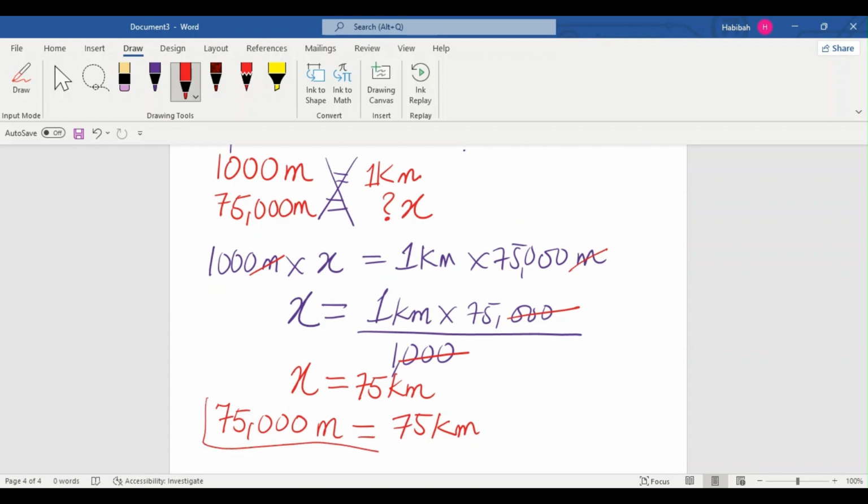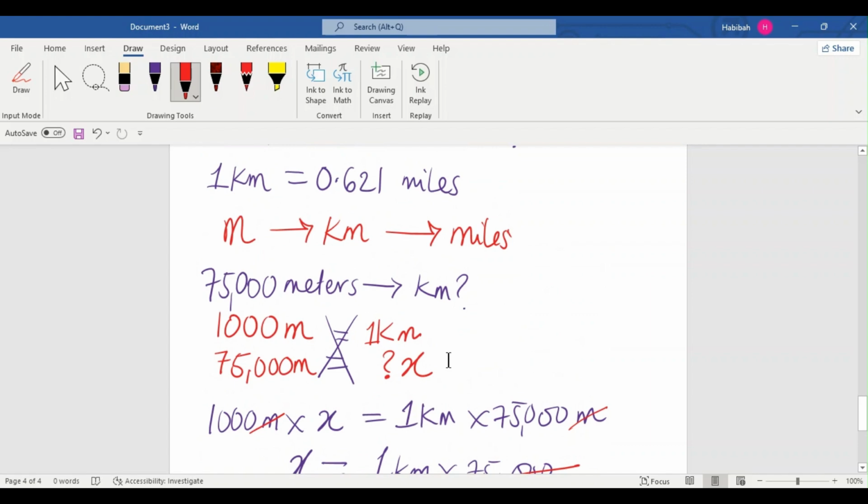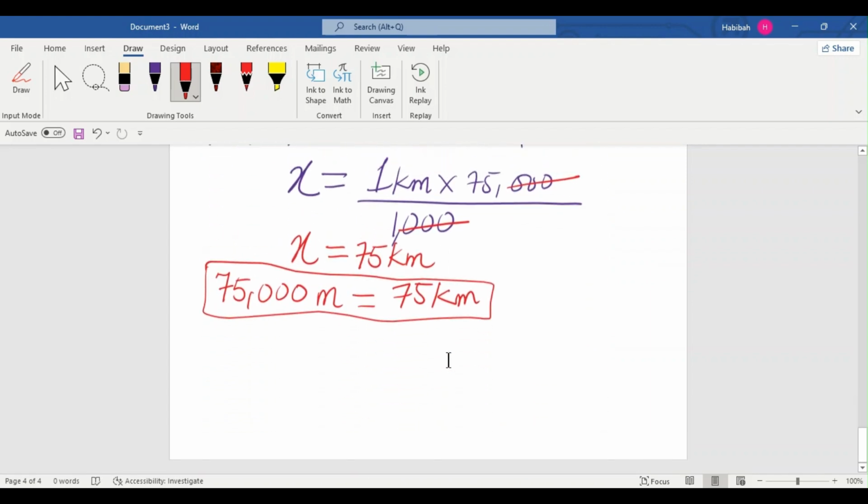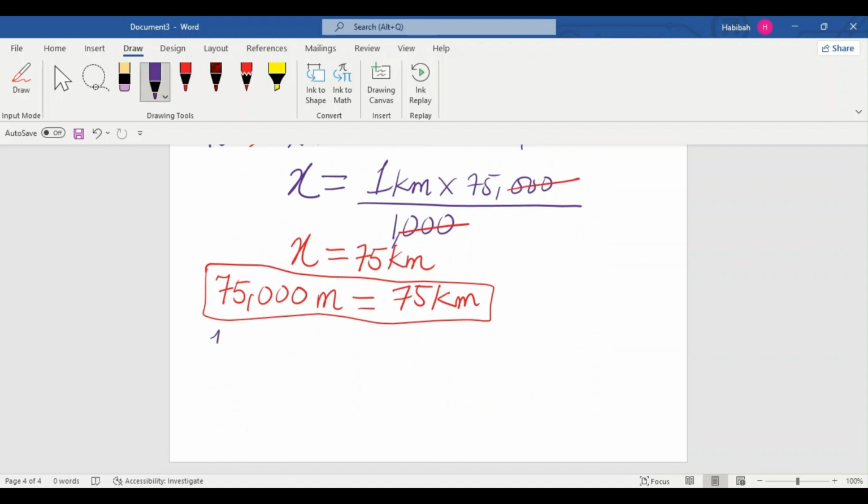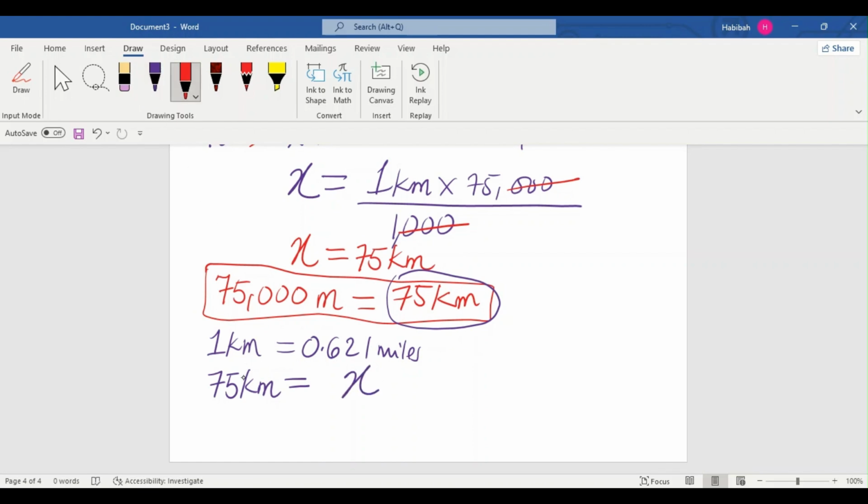The second part is very easy. We go from the kilometers we just solved for to miles. You remember that 1 kilometer equals 0.621 miles. So we're going to use proportionality, where this information goes on the left side of the equation. So 75 kilometers equals what, the unknown we're solving for. With proportionality, the units have to match on one side of the equation as well as on the other side, meaning the units for this unknown have to be in miles.